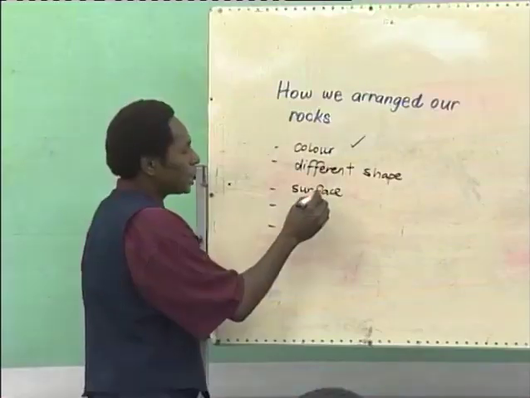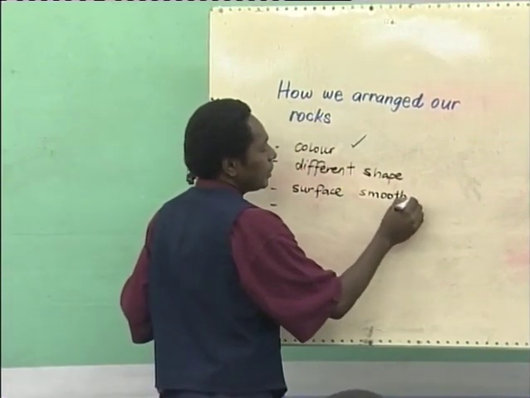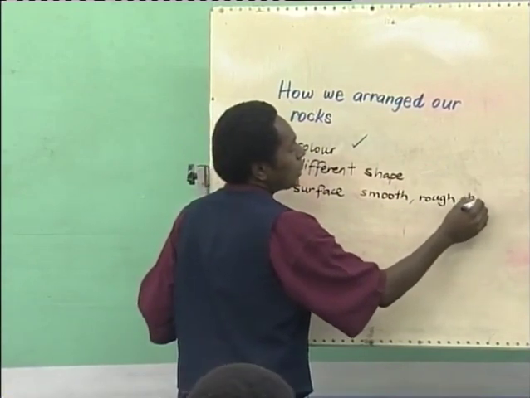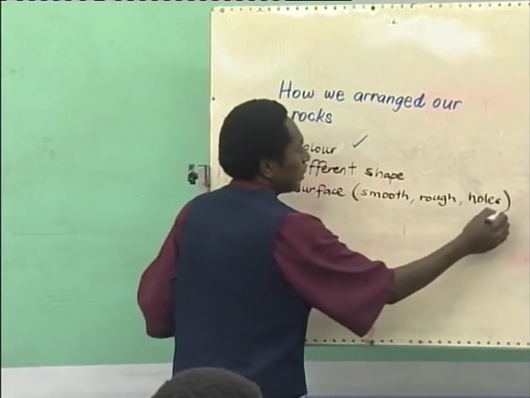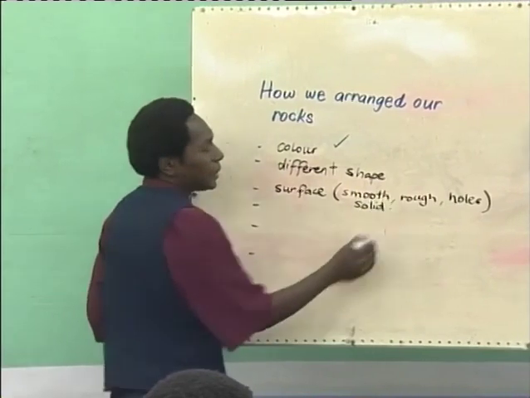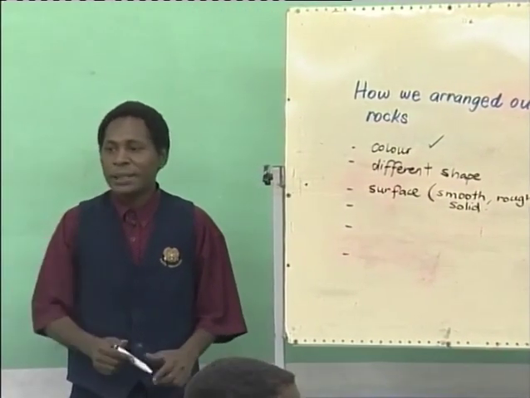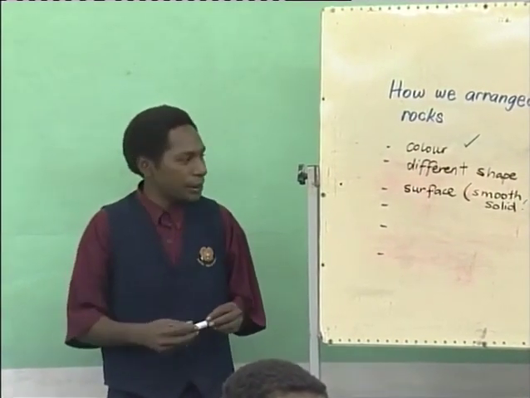Very good. Now the surfaces, some have smooth, rough, others have holes in them, and others are solid surface. So that is how they group theirs. Very interesting. Good. Right. Next group, Ashanti, what did your group come up with?